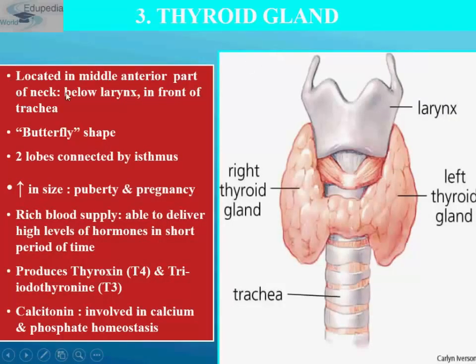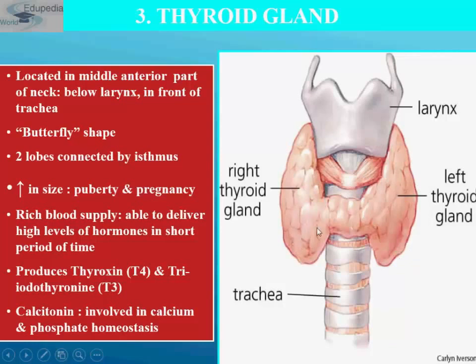Thyroid gland: it is located in the middle anterior part of the neck, below the larynx. This is your larynx, your voice box, and the thyroid is located just below the larynx, in front of the trachea. It is butterfly shaped, or H shaped you can also say, and it is 5 centimeter in length, and it has two lobules, right thyroid gland and left thyroid gland.